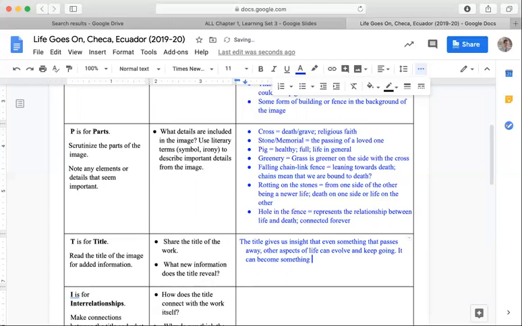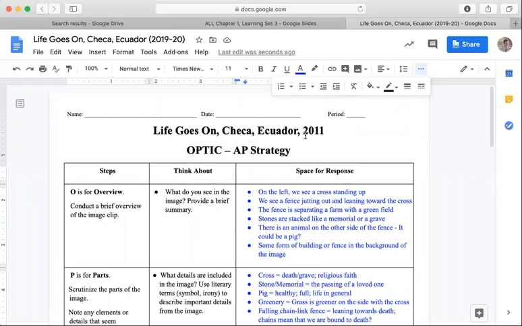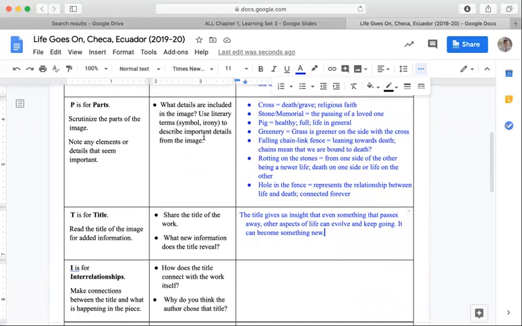It can become something new. And I get that from, you know, the Life Goes On piece, definitely not the Chaca, Ecuador 2011, but Life Goes On. What is the message that the photographer is trying to capture with that title? Again, it gives us some insight as to what they're trying to say about those rotting pieces that are decaying, but also the new life, the healthier grass, the pig that are coming out of that, right?